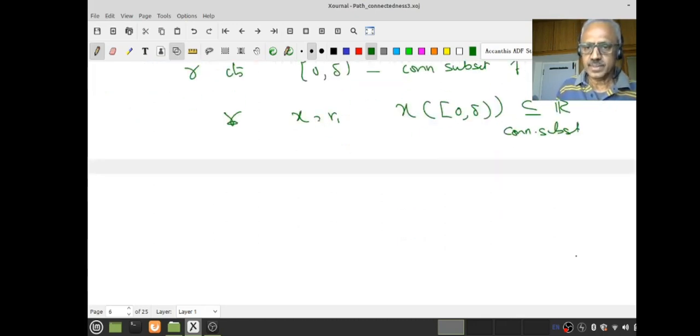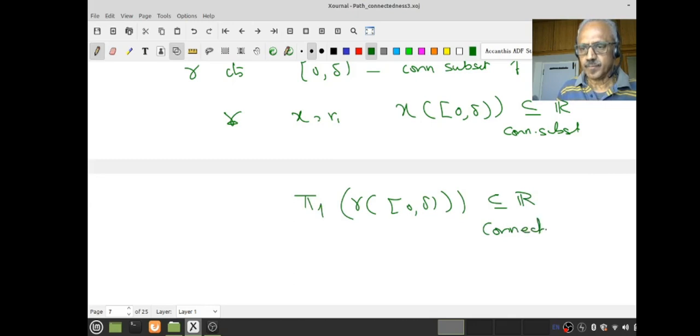Yes, you are looking at gamma([0, delta)) and taking the projection onto the first factor. This is a subset of R and it must be connected. Okay, pause, review, proceed.